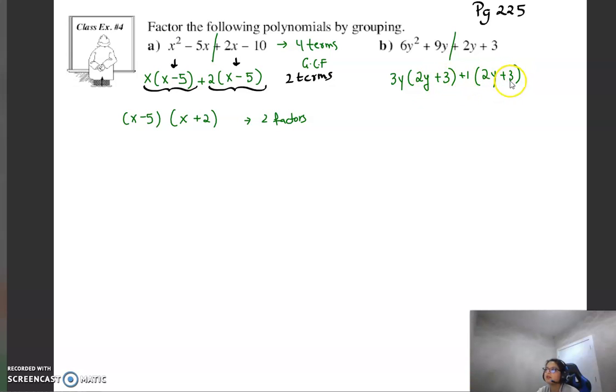And now again, we have the same bracket, so that will be divided out. What is left from the first term is 3y, and from the second term is a positive 1. And that is done.